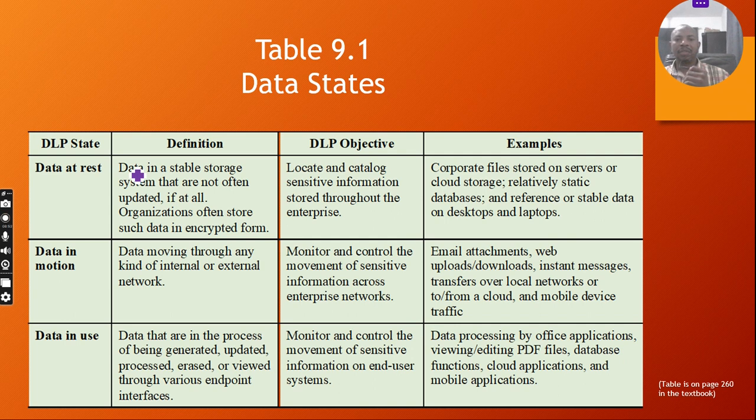Now the objective of the data loss protection is to monitor and control the movement of sensitive information on end user systems. Now, a good example is the data processing by the office applications, viewing or editing PDF files, database functions, and so on and so forth. Okay, now let's move on quickly.